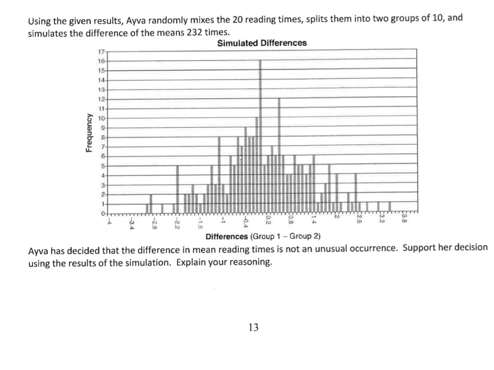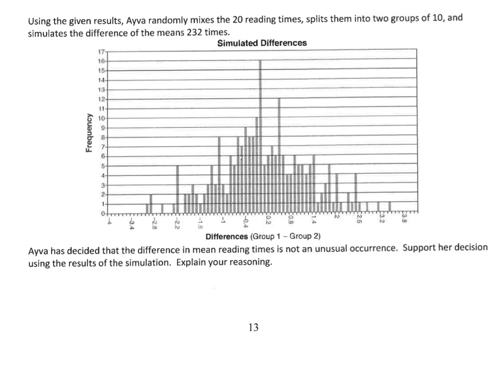Okay, so using the given results, Ava randomly mixes the 20 reading times, splits them into two groups of 10, and simulates the difference of the means 232 times. Ava has decided that the mean difference in reading times is not an unusual occurrence. Support her decision using the results of the simulation. Explain your reasoning. So if we want to figure out if something is an unusual occurrence or not, we have to figure out where it lies in the distribution and if it occurs frequently or infrequently.